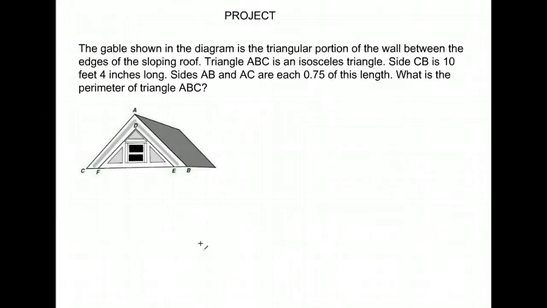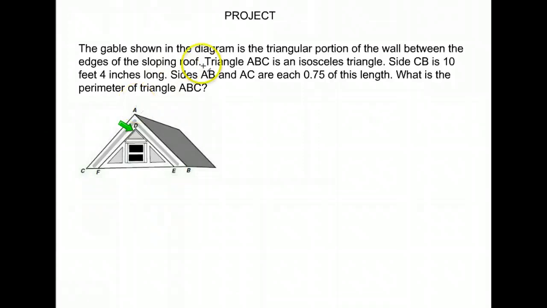Okay, so here's the project questions for this. Well, they're a little different. I think I changed the numbers, but it'll tell you how to go through and solve it. So it says the gable shown, and the gable is this part of a house. When a house does this, it has a peak, just kind of for architectural significance. That's called a gable. It's a triangular portion of a wall between the edge of a sloping roof.